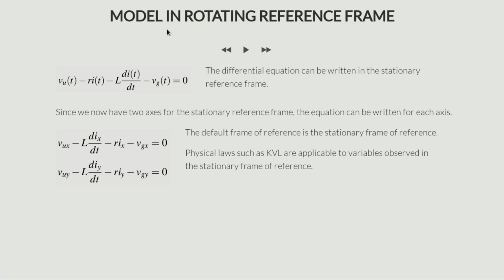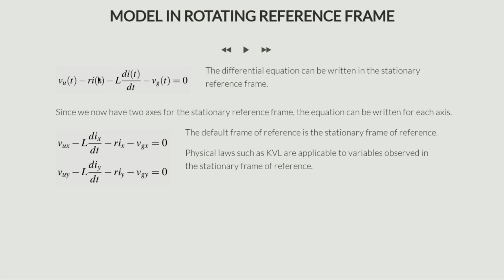Now the question you might ask is, why do we need another model? The reason is that this particular differential equation that we had used in the previous section is something that can be written in the stationary reference frame. Now it's important to understand that this differential equation holds when all these variables are measured without any concept of motion in the reference frame. So therefore, quite obviously, they are written in the stationary reference frame.